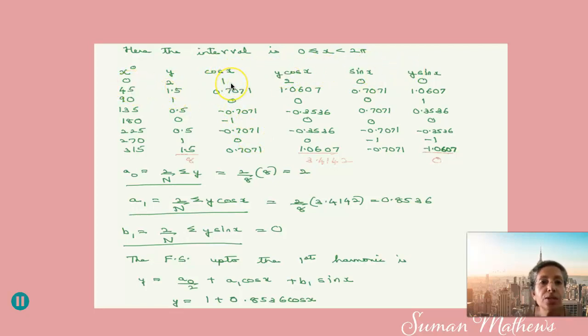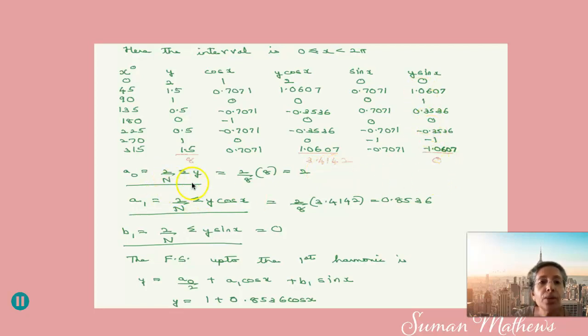So cos 0 is 1. Again y cos x will be 2 into 1, which is 2, sin 0 is 0, and y sin x will be 0. Likewise, we have calculated for all the other values, and we have taken the sum of the y and the sum of the y cos x and the sum of the y sin x. So sum of the y is 8, summation y cos x is 3.4142, and summation y sin x is 0.